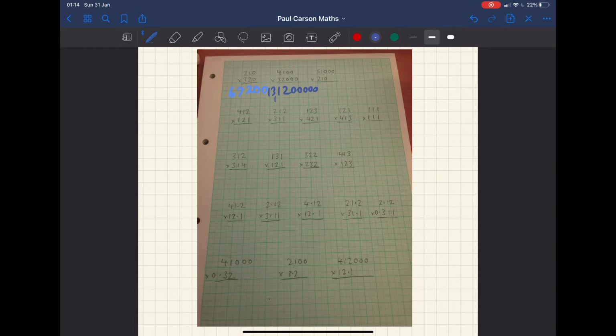Next question, 51,000 times 210. So we do 51 times 21. So I'll just do that over here, just get some space. And that's going to be 1 times 1 is 1. 5 and 2 is 7. 5 2 is 10. Then we have 4 zeros this time. So 1, 2, 3, 4. So we've got 10,710,000. The next bunch of numbers are just some practice of 3-digit multiplication.